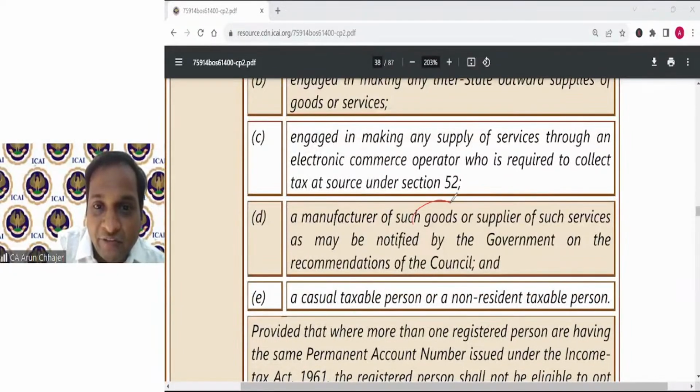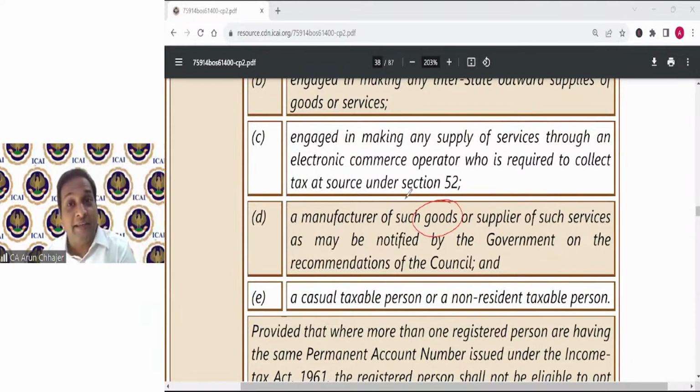Again, if you go to clause D, manufacturing of such goods, it means only manufacturing of those goods which have been covered in the notification or which have been specified. These are only under the restriction category. Apart from that, I can take. So let's say I am making pan masala, then there's a problem. But otherwise, I'm okay. I'm doing the trading of pan masala, no problem at all.